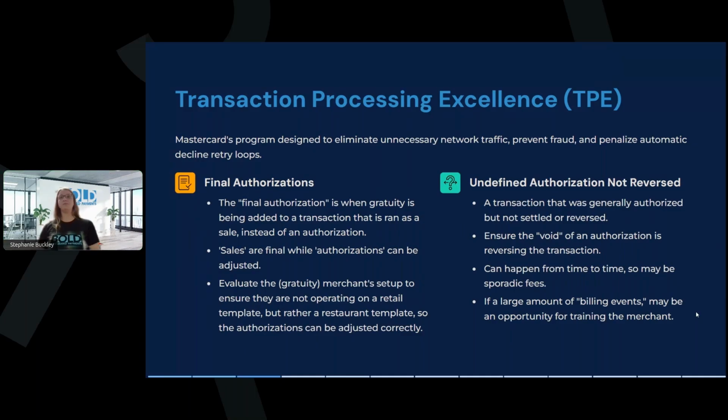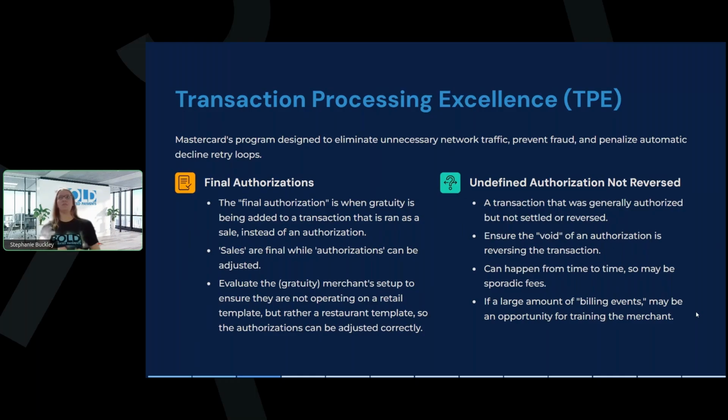No problem. What we're seeing is that in areas where there are gratuities, so restaurants, nail salons, things of that nature, the way that they're set up is that the transaction is actually being ran as a final sale, and then the system is trying to update that tip on top of it, that is then changing a sale, which it really shouldn't be. A sale is final. An authorization can be adjusted. So we really only see the final authorization error in gratuity-based industries.